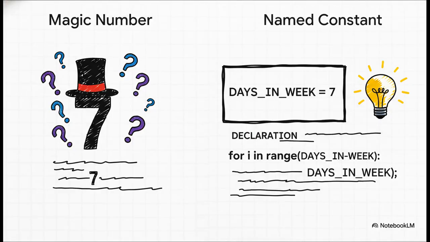Okay, here's another pro tip for you. Avoid what we call magic numbers. You know, when you see a number like 7 just floating around in your code, it's a mystery. What does it mean? But if you give it a name, if you create a constant like DAYS_IN_WEEK, your code instantly becomes clearer. It basically documents itself, and it's way easier to maintain later.